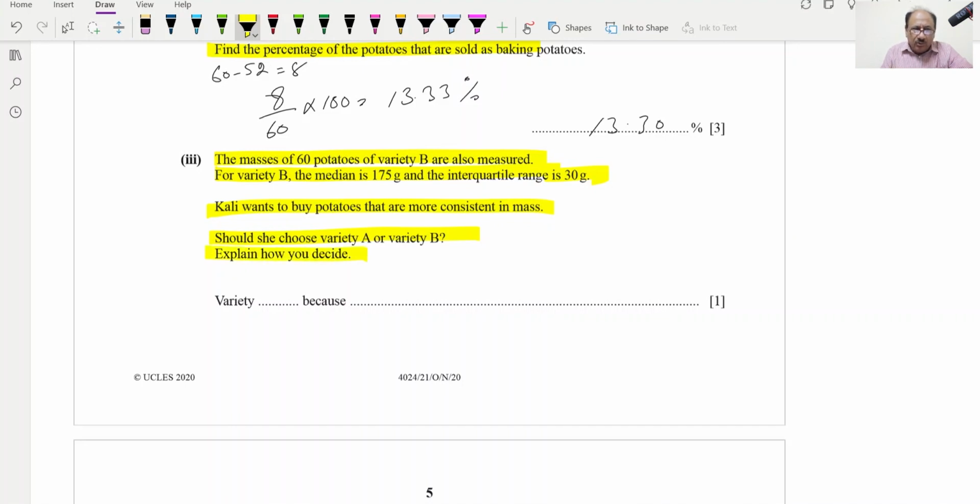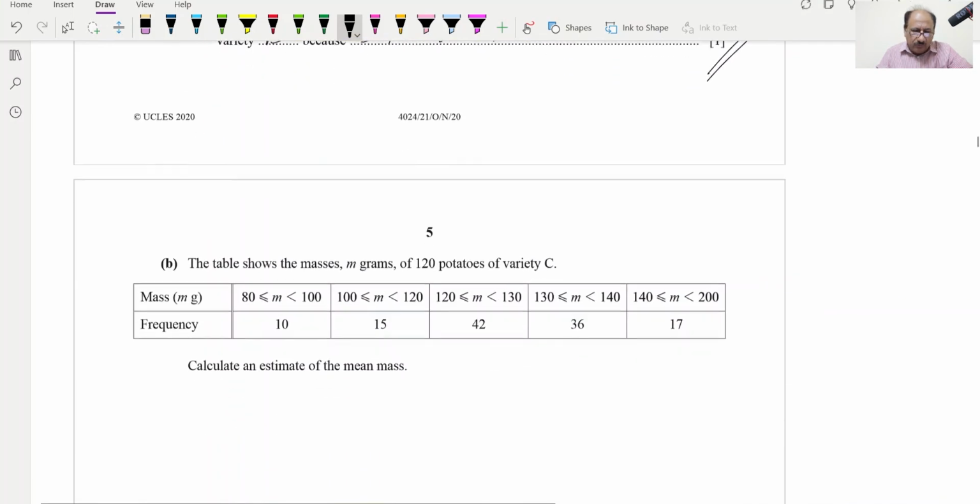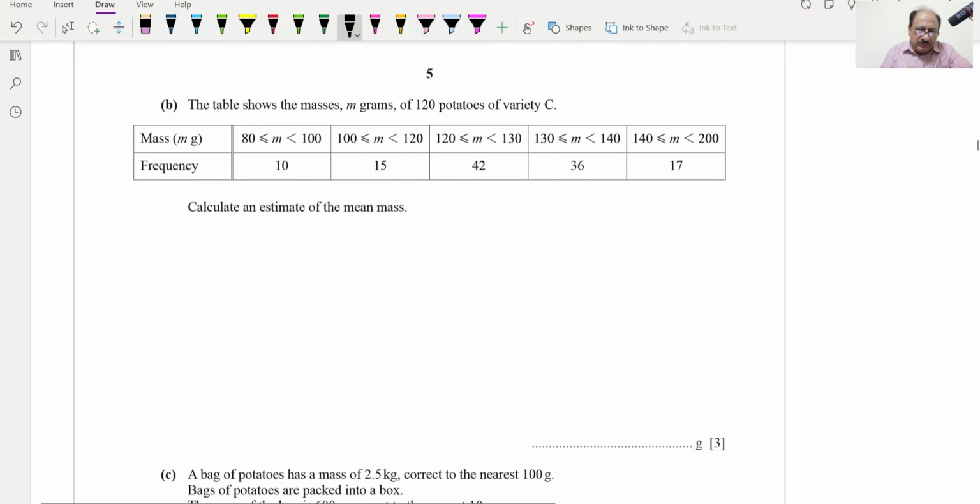Explain how you decide. So consistency means range should be lesser so that variation is lesser. If range is more, it means variation of data will be more. So we will choose variety B because interquartile range is smaller. This will be our reason for 1 mark. Hopefully you understood this.